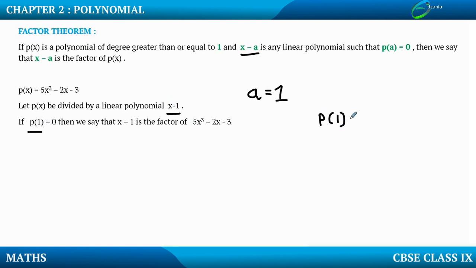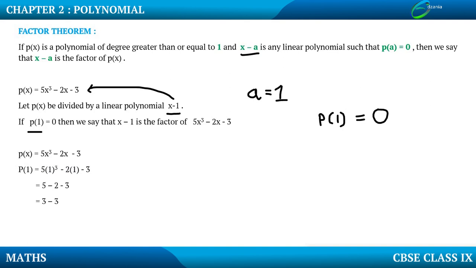So p of 1 will be the remainder, and if this p of 1 is equal to 0, that is, if the remainder comes out to be 0, then we can say that this x minus 1 is a factor of this polynomial. So let us see whether we are getting 0 or not. So p of x is 5x cube minus 2x minus 3. So just substitute 1. So p of 1 will be 5 into 1 cube minus 2 into 1 minus 3. 1 cube will be 1, 5 into 1 will be 5, 2 ones are 2. So in the next step we get 5 minus 2 minus 3. 5 minus 2 is 3 and 3 minus 3 is 0. Therefore we got the remainder as 0.